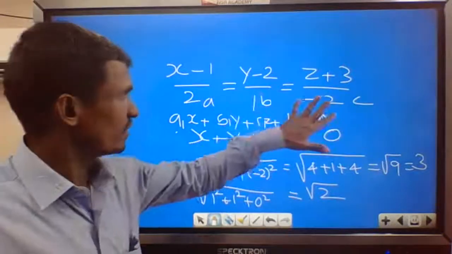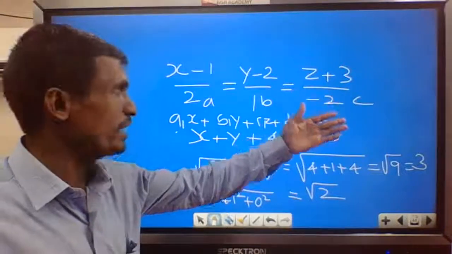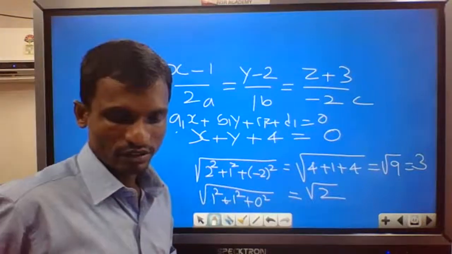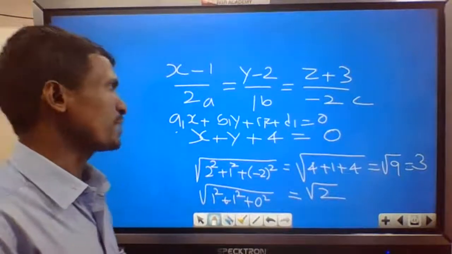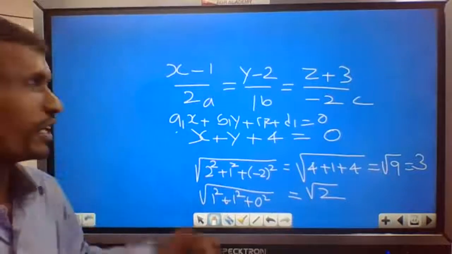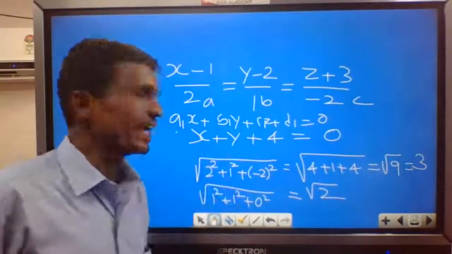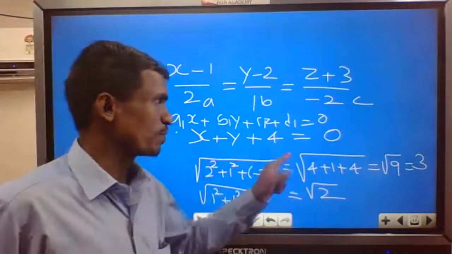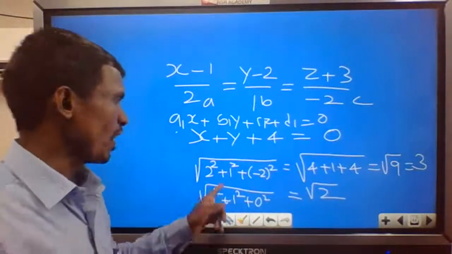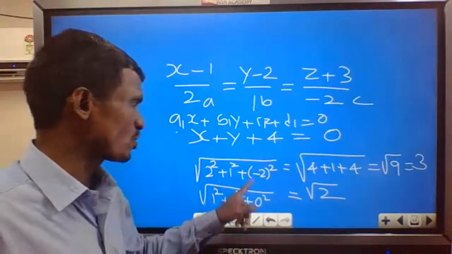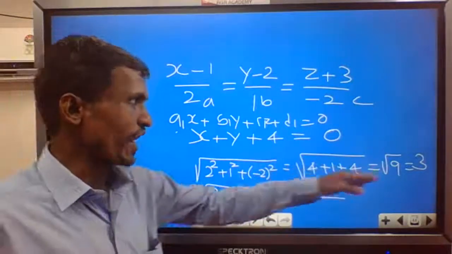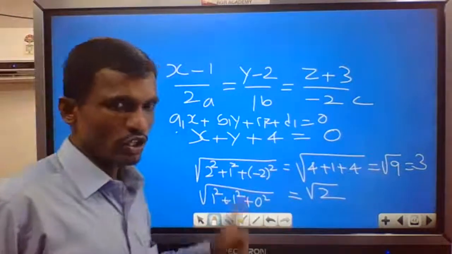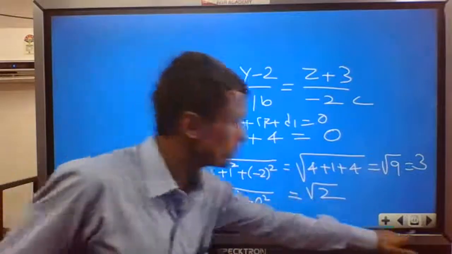That is called plane: A equal to 2, B equal to 1, C equal to minus 2. And then to compare the line x plus y plus 4 equal to 0, A1x plus B1y plus C1z plus D1 equal to 0. The root of 2 square plus 1 square plus minus 2 whole square, therefore root 9 equal to 3. In the same way, for the line, root of 1 square plus 1 square plus 0 square equal to root 2.